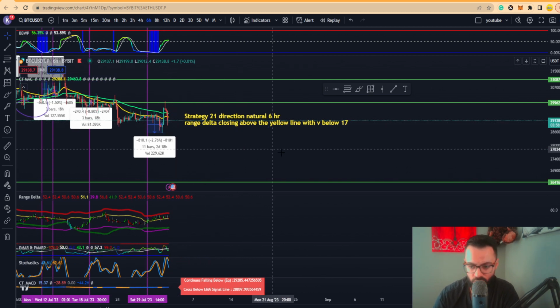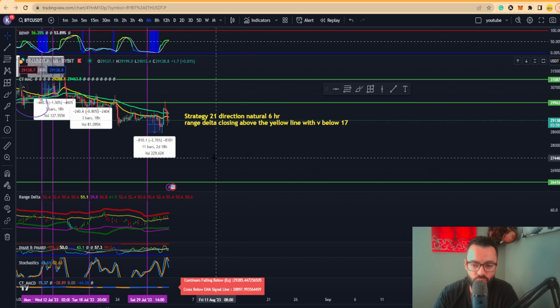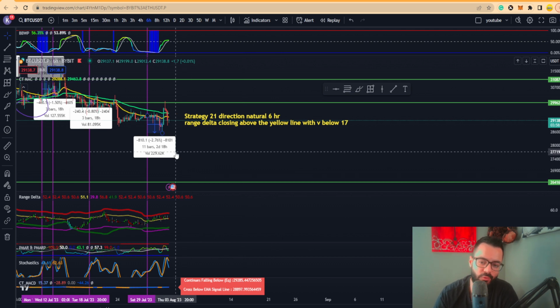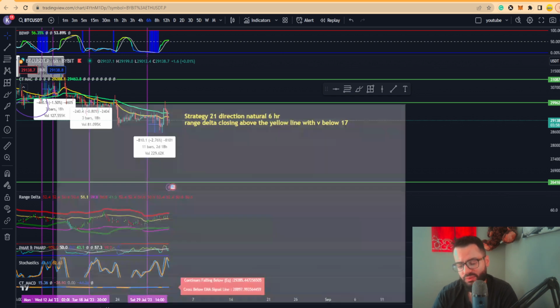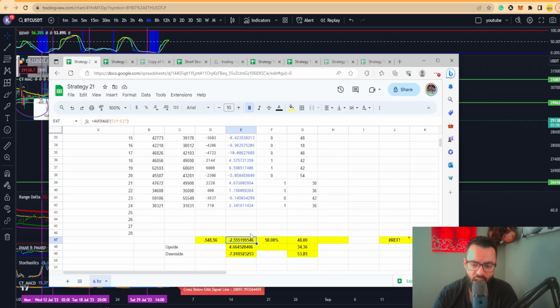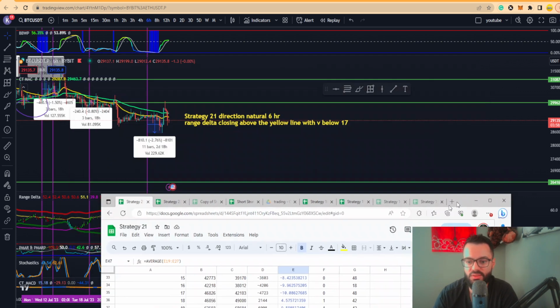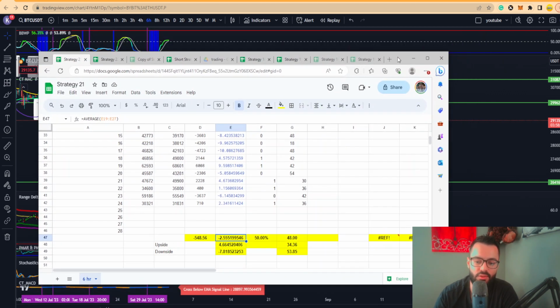So strategy 21, we've been talking about this. This is direction neutral. So far, we've seen about 2.76% to the downside. Now, if I present you with the actual data set, we can see the average downside is about 2.55%. We saw just roughly a little bit more than that, bringing us 2.7% to the downside. Now, the expected target was about 7.81%.